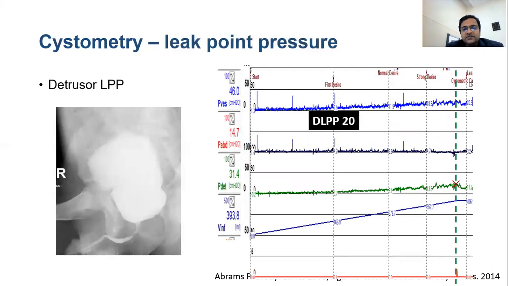Now, it's the same patient's situation after augmentation cystoplasty. You see the compliance has markedly improved. The PDET max has reduced to less than 20, and the baby is still leaking at 20 centimeter water, which is a low risk situation for this patient's upper tracts. And this will be managed accordingly. If not by CIC, then one may have to do an outlet increasing procedure.